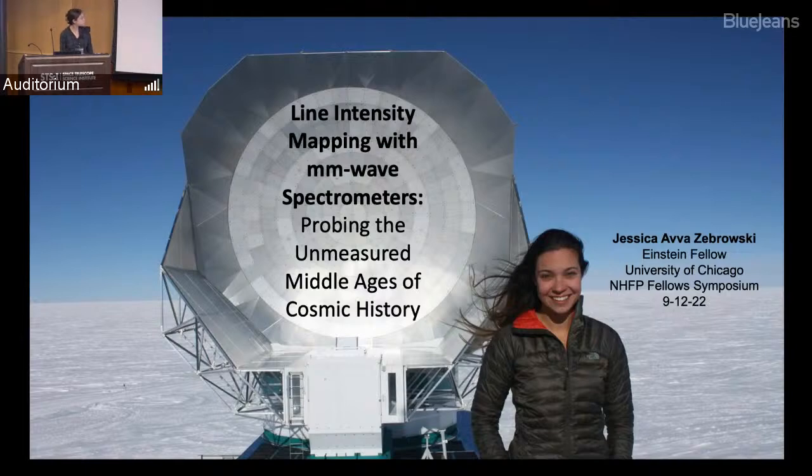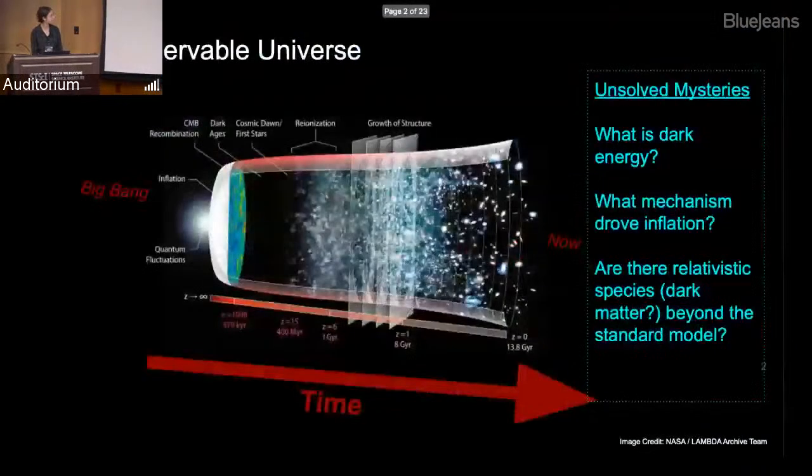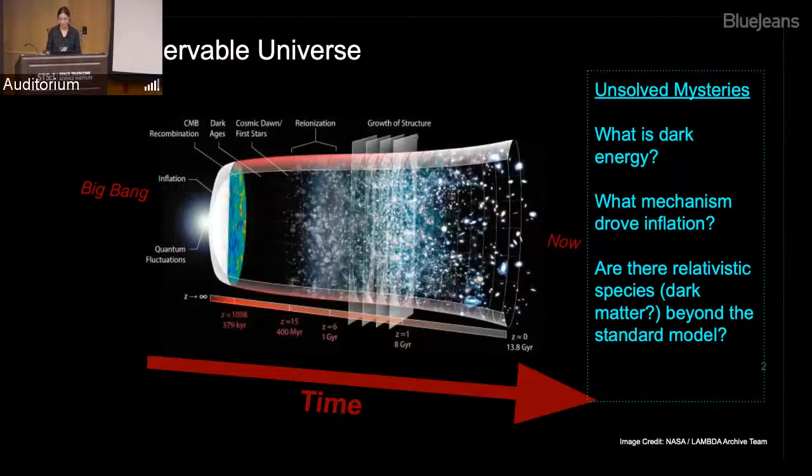And today I'm going to be talking with you about line intensity mapping with millimeter wave spectrometers, so sort of probing these unmeasured middle ages of cosmic history. I'm going to start with this very familiar diagram for most of you, this artist's rendition of the history of our universe. Off to the left, we have the Big Bang, this hot, dense point of our universe's beginning. And as you go to the right, this cone is getting bigger, which signifies the expansion of our universe, until you finally get to now, on the far right side of this picture, where you see the familiar galaxies, stars, and structure that many of you in this room are experts on and study today.